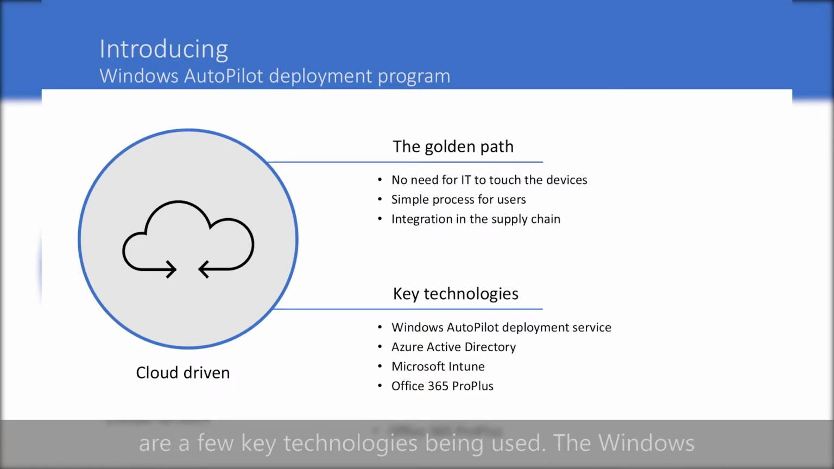To make this work, there are a few key technologies being used. The Windows AutoPilot deployment service, which knows about the devices that belong to the organisation. Azure Active Directory, which authenticates the user and drives the MDM enrolment process. Microsoft Intune or other third-party MDM services, which complete the configuration of the device and ensure that it's properly managed once the setup is complete. Office 365 Pro Plus, which can be streamed to the Windows 10 device directly from the cloud.